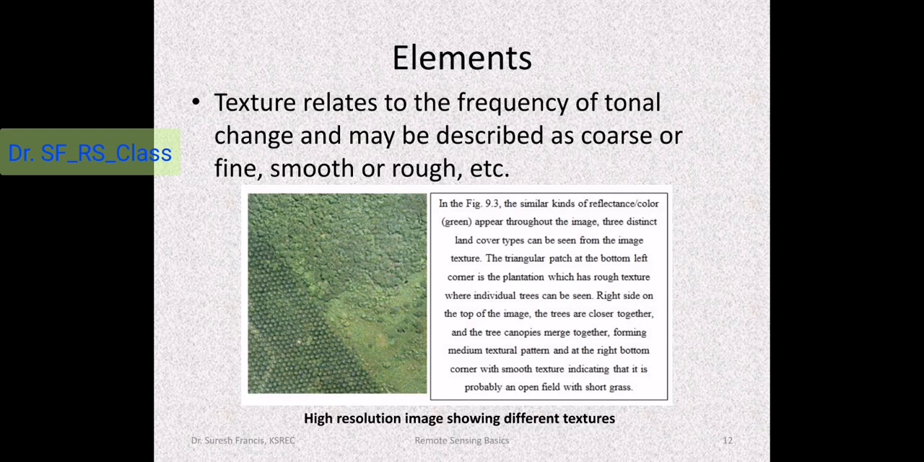Or as I have told, it can be granular, rough, and it can be fine, and it can be coarse. In the left bottom corner, you can see a rough or granular surface, which will be basically the plantation. Individual trees can be identified in the left bottom corner.